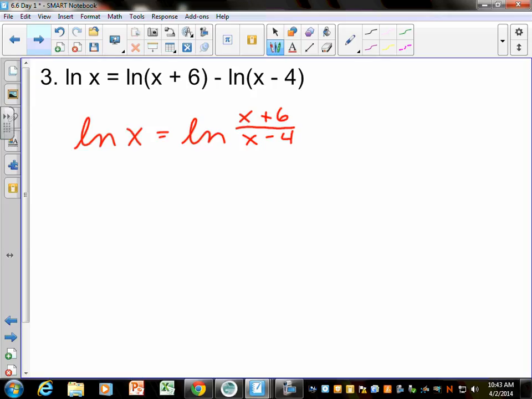And then again, I guess we have 2 options here. One option is you could e both sides because e is going to get rid of both those ln's. But just like logs, if you have log equal to log, you just cancel out the logs. Same thing with ln's. If you have ln of something equals ln of something, then those somethings have to equal each other. So that means we could just say that x equals x plus 6 over x minus 4. Now the hard part is, do you know how to solve that? So multiply both sides by the denominator here.